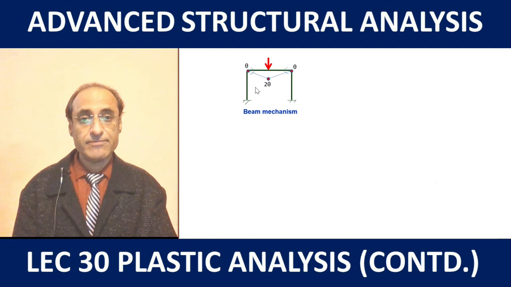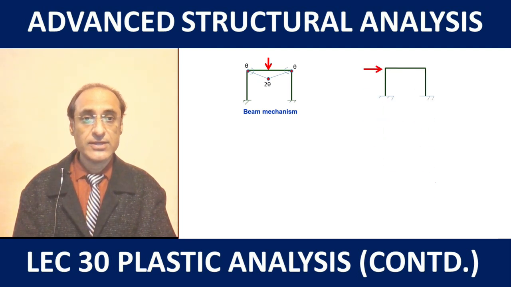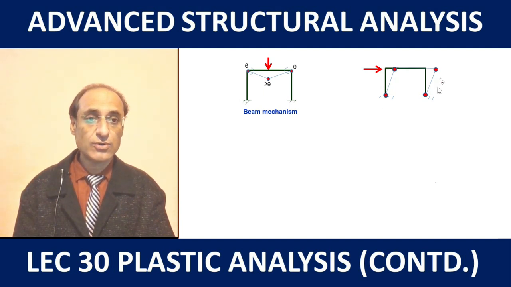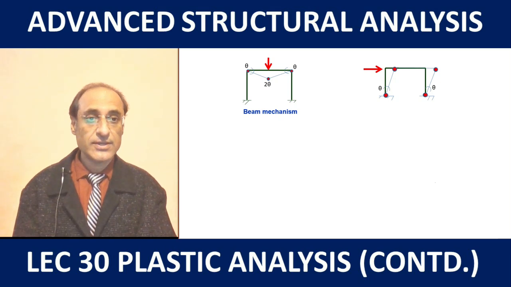So this is the beam mechanism, and in the case of the sway mechanism we have the failure by the development of four hinges in the two columns, both top and bottom. So that leads to the collapse of the entire structure, and here both the columns undergo rotation theta when we apply the principle of virtual work.